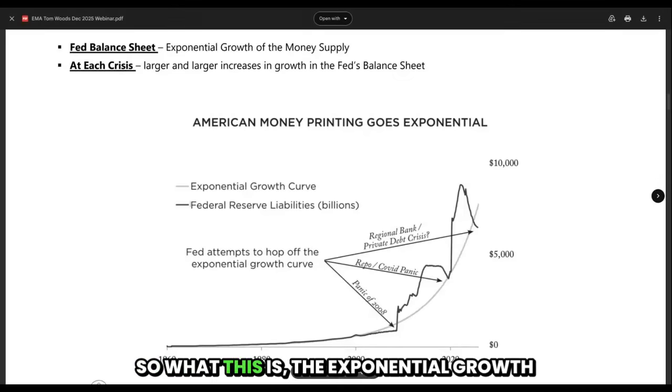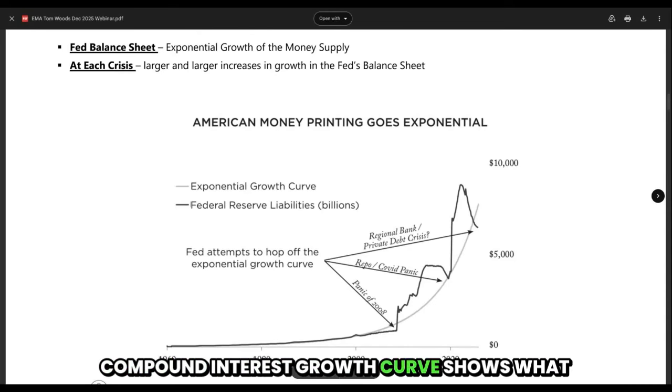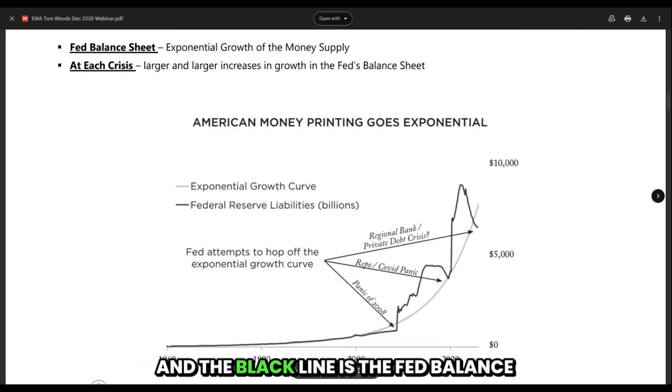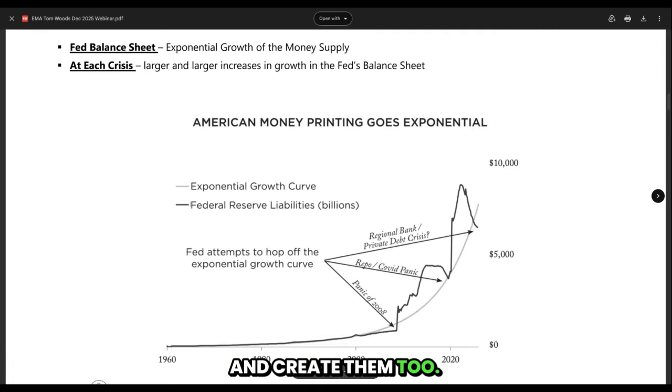So this exponential growth curve is just a compound interest growth curve. It shows what happens when you compound something at 7% over time. That's the lighter gray line that goes up smoothly in an arc. And the black line is the Fed balance sheet, which is a good proxy for the money supply, or the reserves that they put into the system that the banks then lend against and create M2.